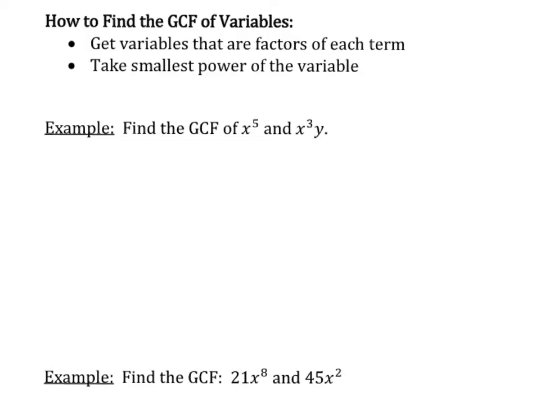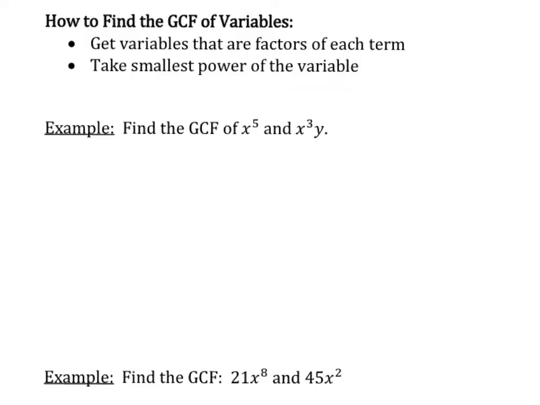Let's talk about finding the greatest common factor of variables. What we want to do is, we don't go through the whole prime factorization process, because with variables, they are pretty much in their prime factorization. So what we do here is we get factors that are factors of each term, or common factors, right? And then we take the smallest power of the variable. And we'll talk about why we're going to do this. Let's look at this example here.